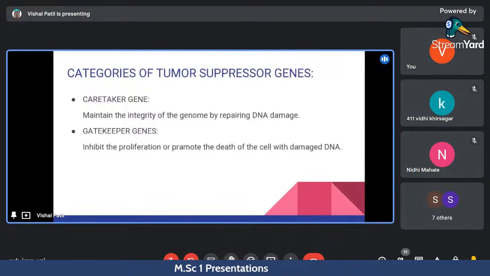First is caretaker genes and gatekeeper genes. Caretaker genes maintain the integrity of the genome by repairing DNA damage, and gatekeeper genes inhibit the proliferation of or promote the death of cells with damaged DNA.